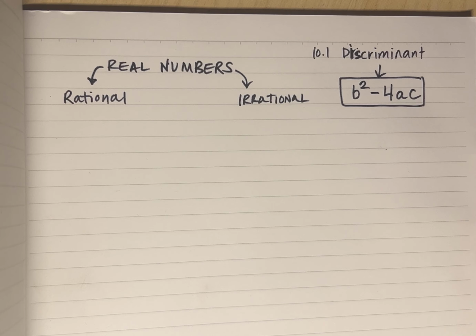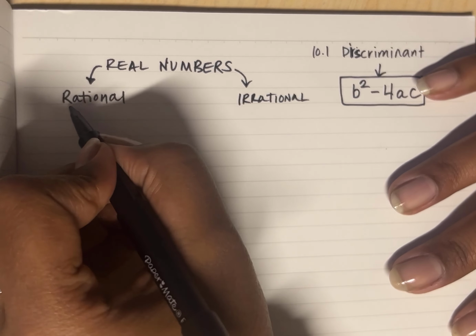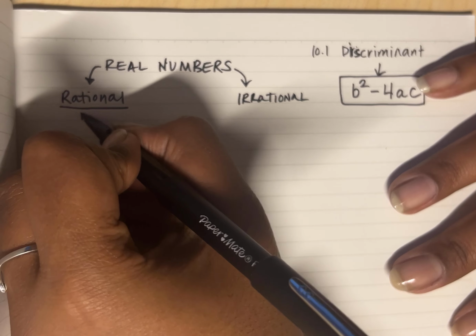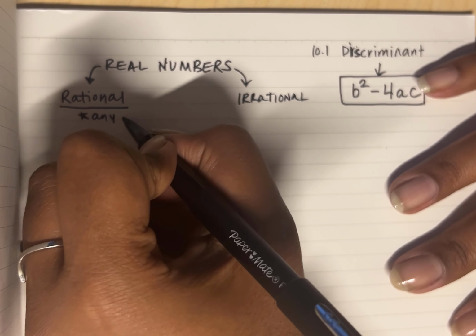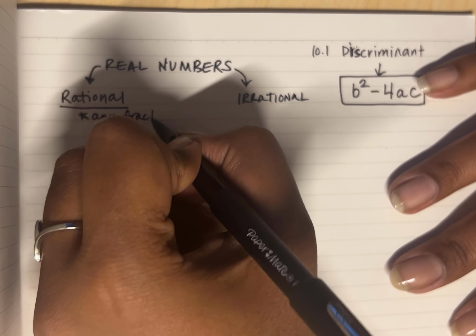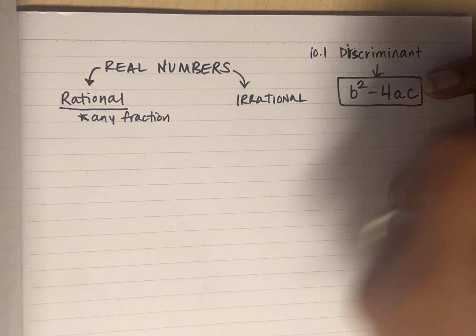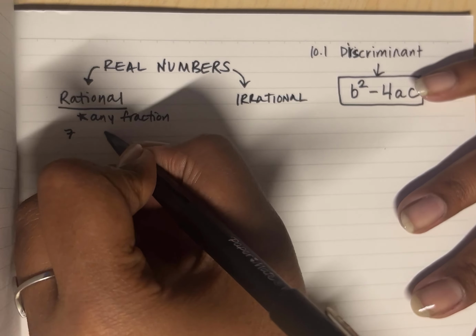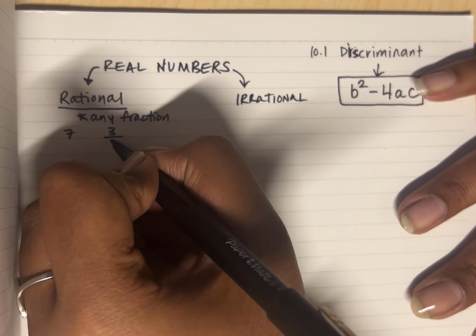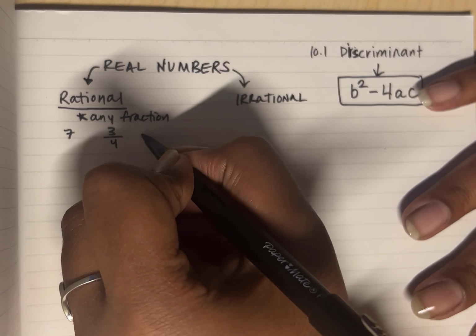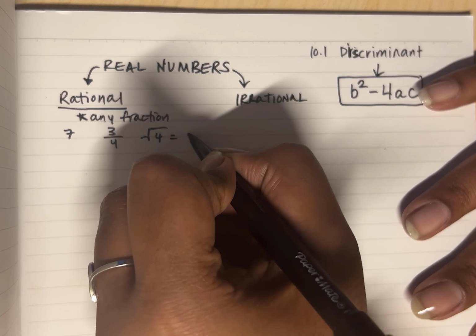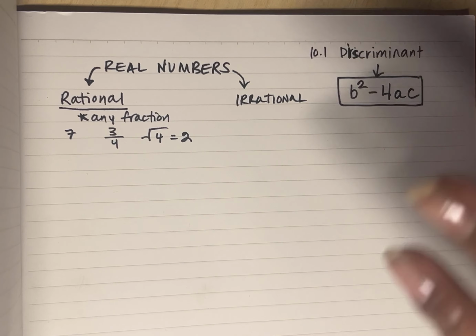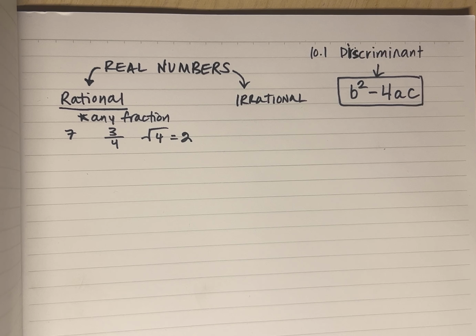My rational numbers is anything that could be a fraction. So any fraction is a rational number. Think a whole number, 7. 7 is a rational number. I have 3 over 4. That's a rational number. Square root of 4 gives me a 2. It's rewritten in a different way, but it still gives me a rational number, a whole number, which is 2.